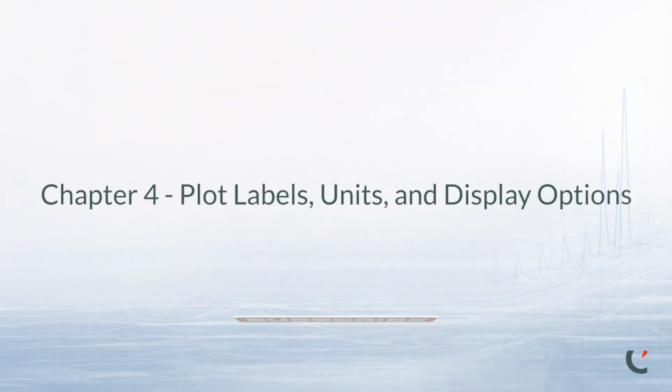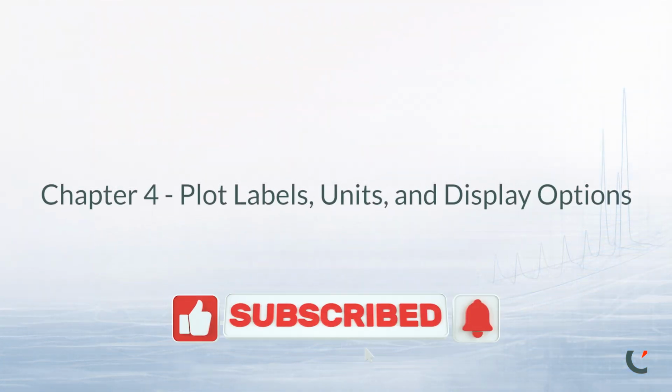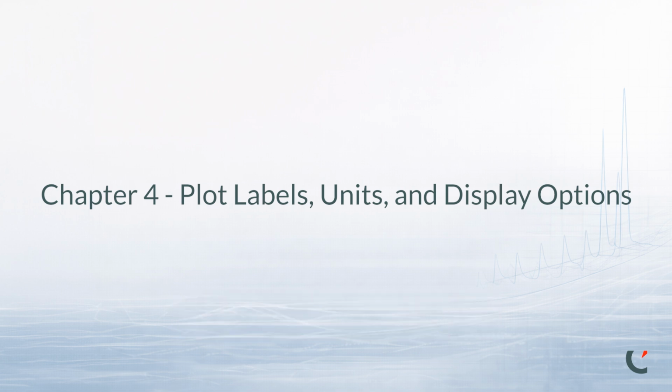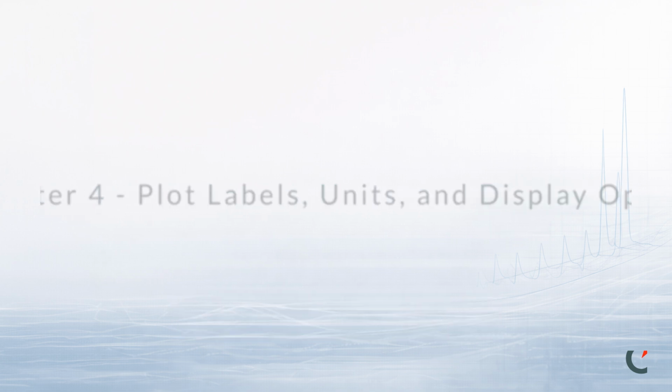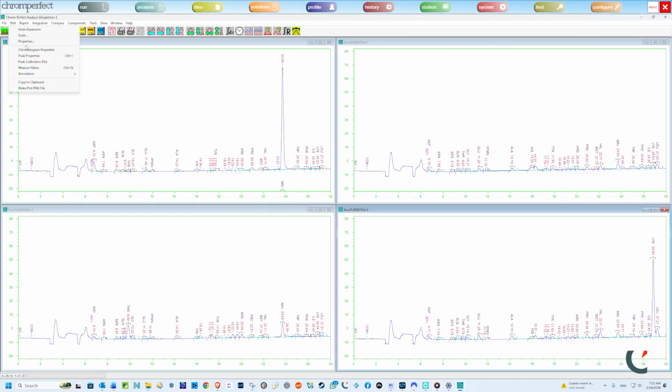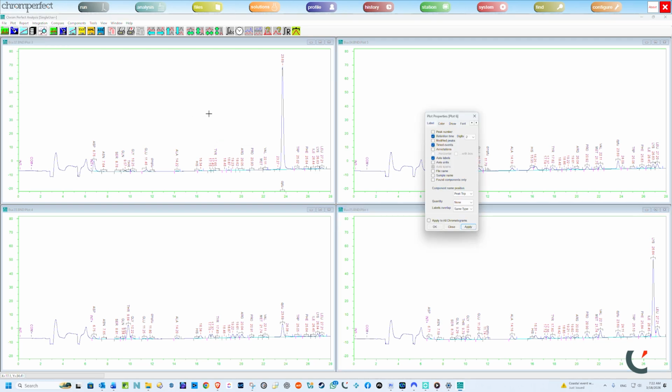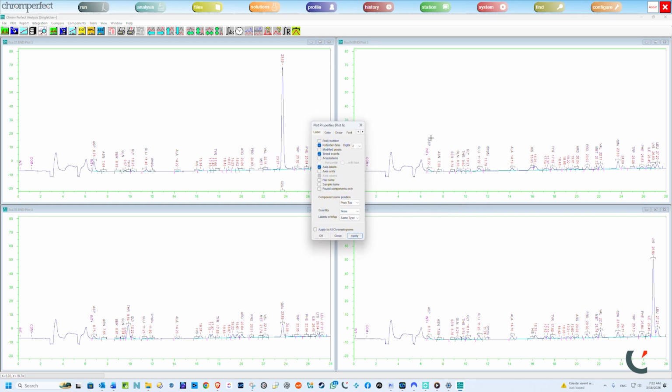In this chapter, we will focus on how Chromperfect controls the visual presentation of chromatograms. While the underlying data never changes, the way a chromatogram is displayed can be customized to make interpretation clearer, improve readability, and highlight important analytical information. Most of these display options are controlled through the Plot Properties dialog. To access this, select the Plot menu, or use our top tip from the last video and right-click anywhere on an open chromatogram to bring up the floating menu.